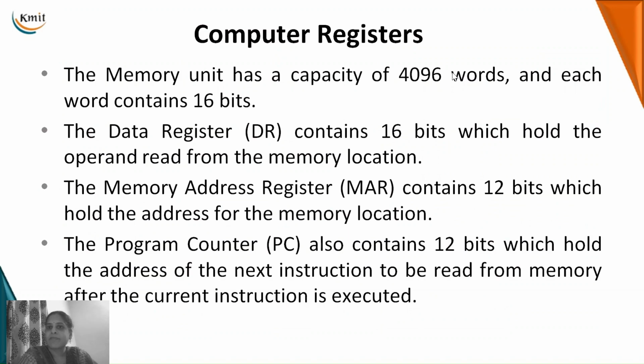So the memory unit has a capacity of 4096 words. Each word contains 16 bits. The data register contains 16 bits, which holds the operand read from the memory location. You can also call the address register the memory address register, which is a 12-bit register which holds the address of the memory location. And the program counter is a 12-bit register which holds the address of the next instruction that has to be read from the memory after the current instruction has been executed by the CPU.